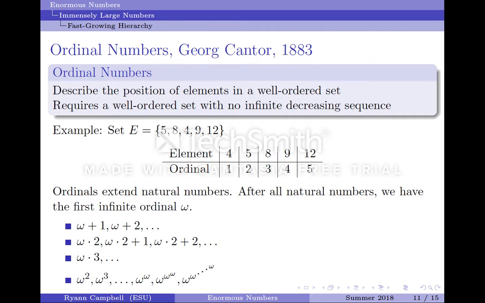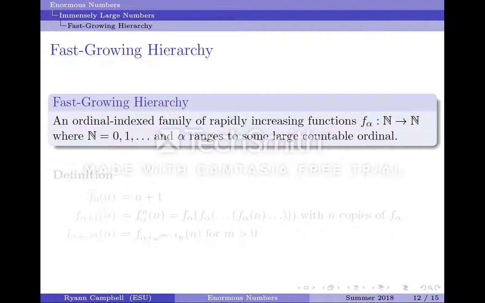And normally when we write out ordinal numbers, when there are ordinals with different exponents, we write them a lot like we write polynomials. So we would put the largest exponent first, and then we would just continue down, kind of like we put polynomials in standard form. Okay. Ordinals are useful for what we call the fast-growing hierarchy.